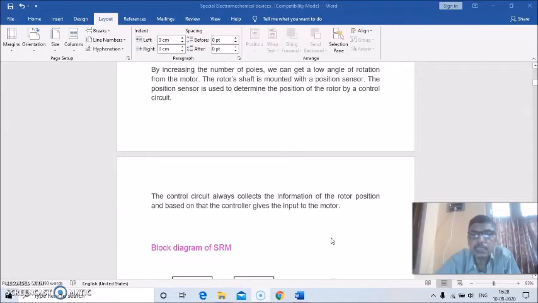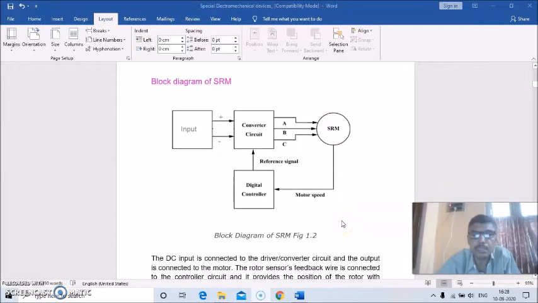The control circuit always collects the information of the rotor position, and based on that the controller gives the input to the motor. This is the block diagram of switched reluctance motors. This is the SRM, this is the input, this is the converter circuit. Basically this is the inverter. This is DC input, and we are getting AC output here.